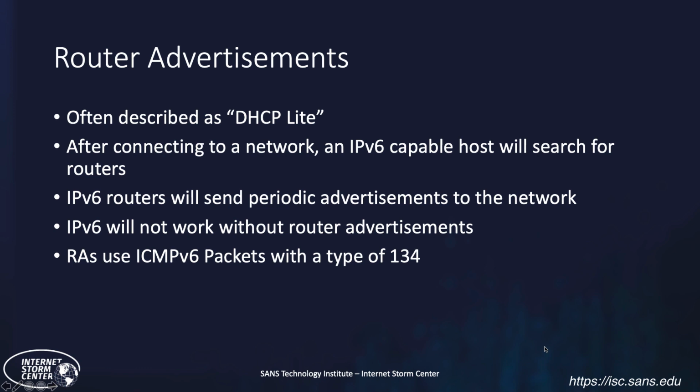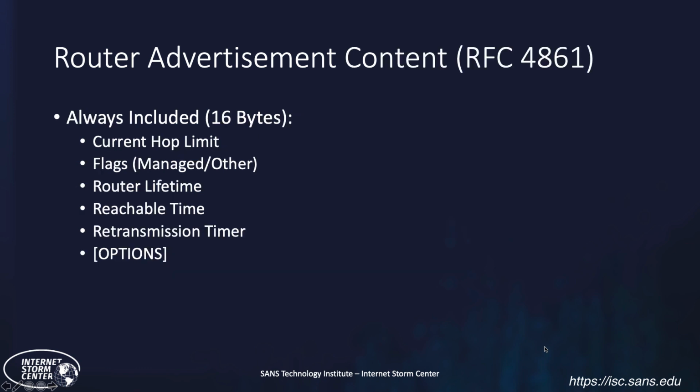The router advertisement itself is an ICMPv6 packet, and it uses a type of 134. So that's the first part of the signature. That's kind of what we are looking for. So what's in these router advertisements? Well, there are a couple of fields that you always find in router advertisements, and that's the current hop limit.